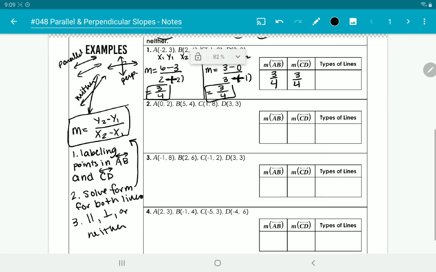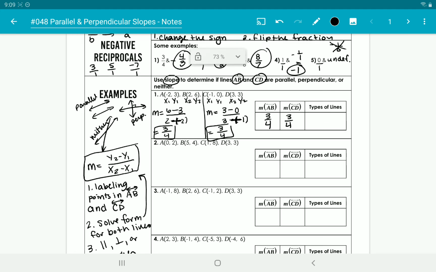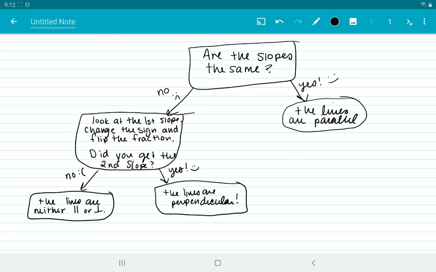Okay, I'm actually going to go ahead and go to a little flowchart that I've made, which I will also upload. Okay, so once you've determined both of the slopes, I want you to look at this little flowchart. You're going to start at the top and go toward the bottom, okay? And this is going to determine whether the two lines that you're looking at are parallel or perpendicular or neither, okay? So you're going to look at the two slopes that you've solved for. Are the slopes the same? If yes, then the lines are parallel.